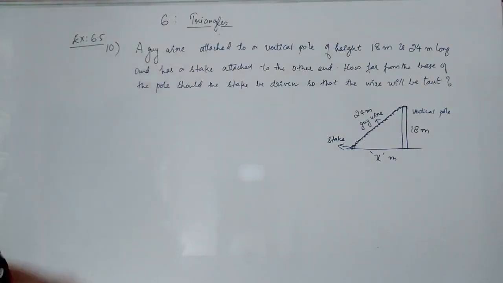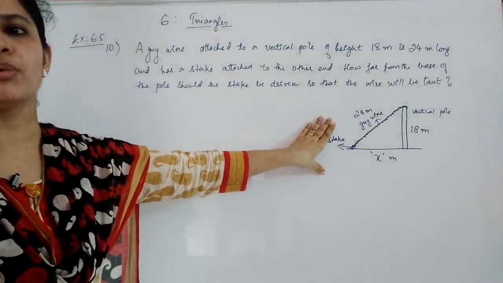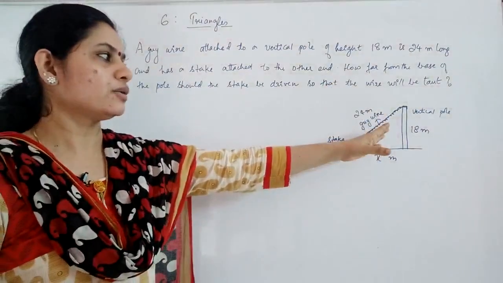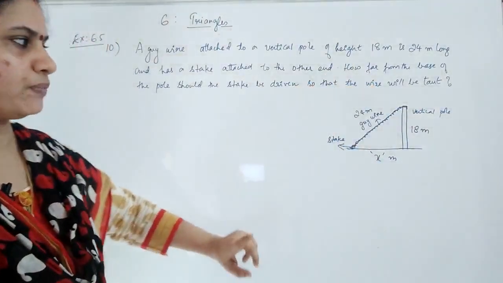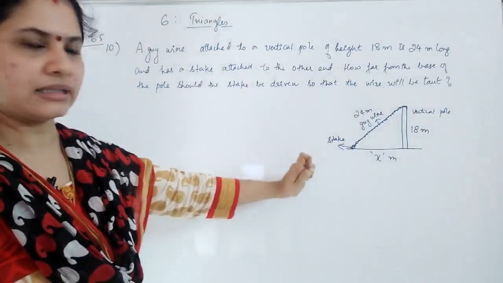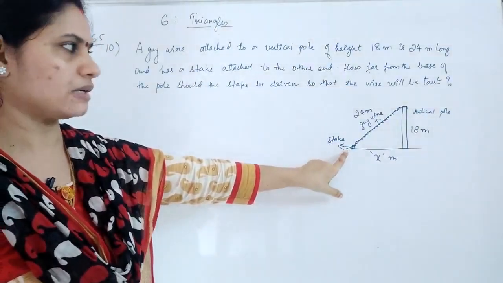Question number 10 is, a guy wire attached to a vertical pole of height 18 meter is 24 meter long and has a stake attached to the other end. How far from the base of the pole should the stake be driven so that the wire will be taut? So guy wire means it is a wire usually used to support a vertical thing. You can see in electrical posts there will be a supporter wire, and that wire is known as guy wire. And there will be a knot like thing which is known as stake, and it is used to attach it to the ground.